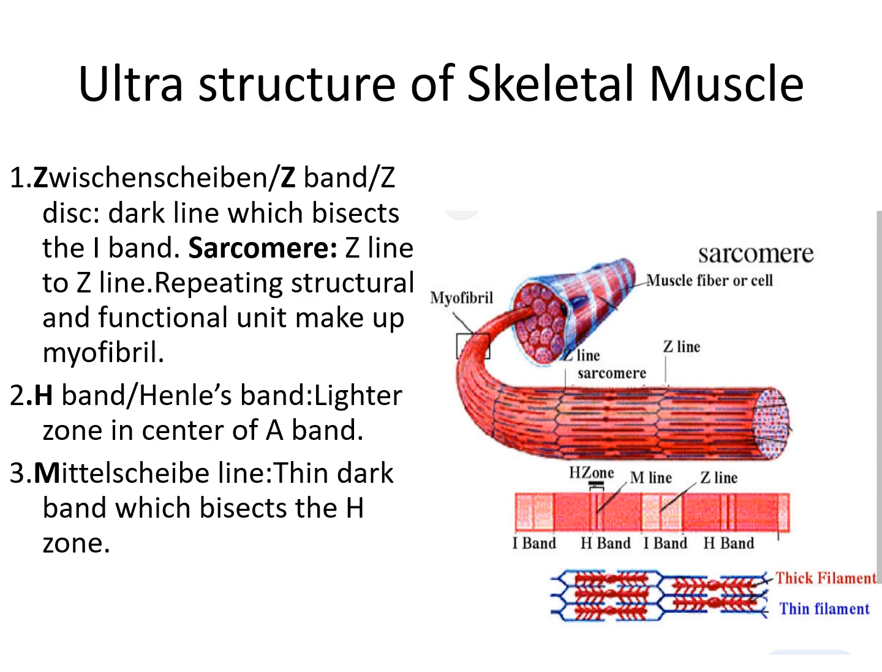Thus, in the ultrastructure of skeletal muscle, we can see the contractile myofilaments, actin and myosin. These filaments will form alternate dark band, that is A band, and light band, that is I band. In the dark band, we have a centrally placed lighter zone known as H zone. In the H zone, we have a central dark line known as M line. In the light I band, we have a centrally placed dark line known as Z line, and the area between two adjacent Z lines is known as sarcomere, which is the structural and functional unit of skeletal muscle.